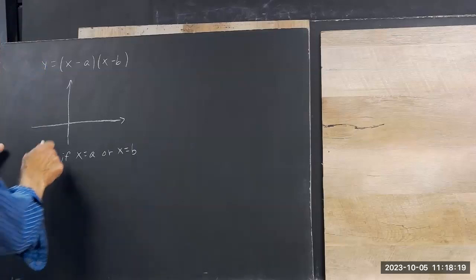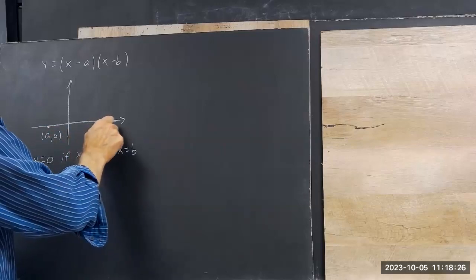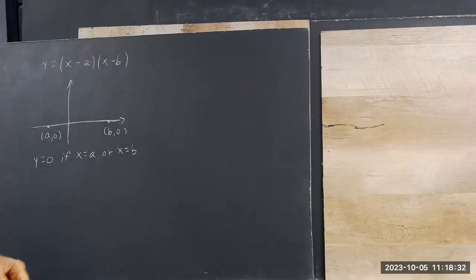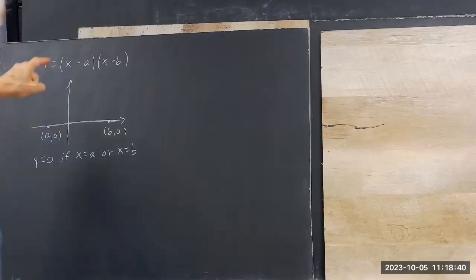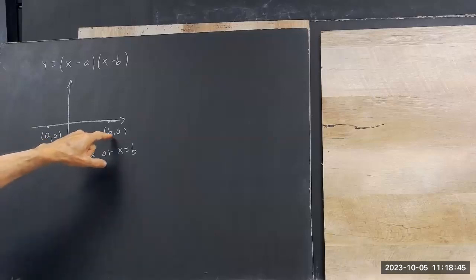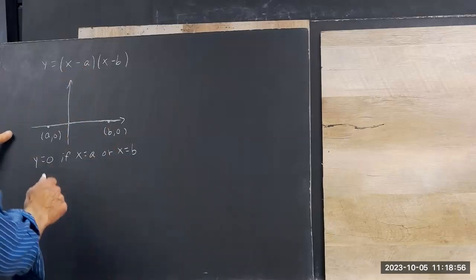So what do we have? Well, let's say a is here. So this would be the point A0, and maybe this is the point B0. Make sense? Because if x equals a, y is 0. If x is b, y is 0. That's why we have A0 and B0. And of course, anything with a 0 y coordinate is on the x-axis. So these are the intercepts. That's why we call this the intercept point.